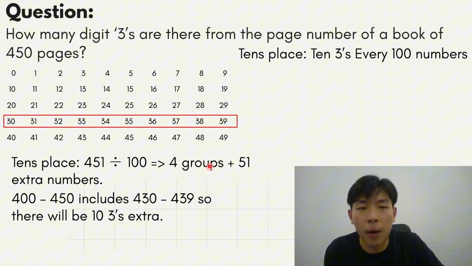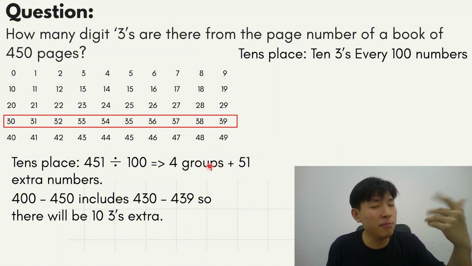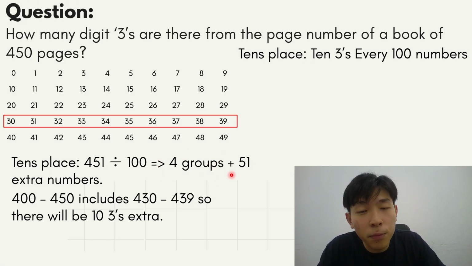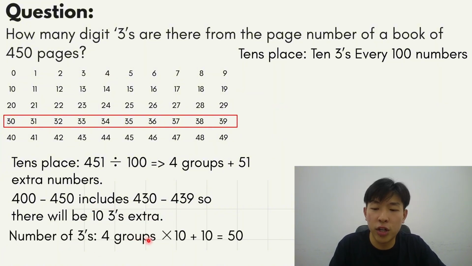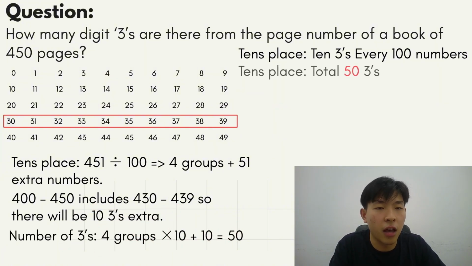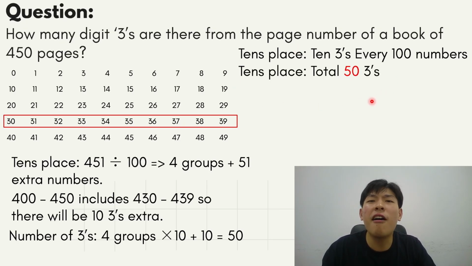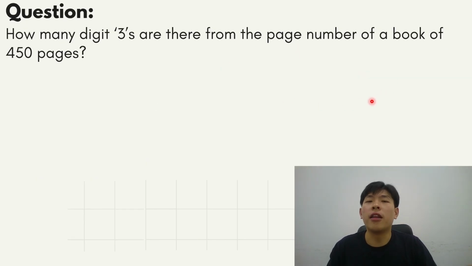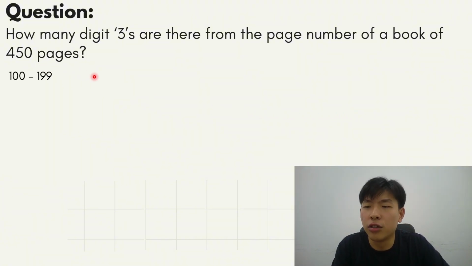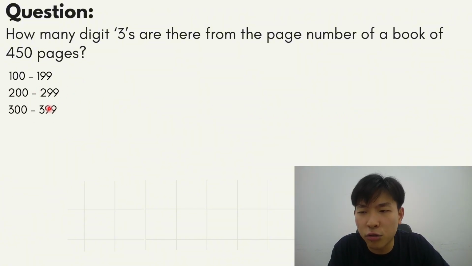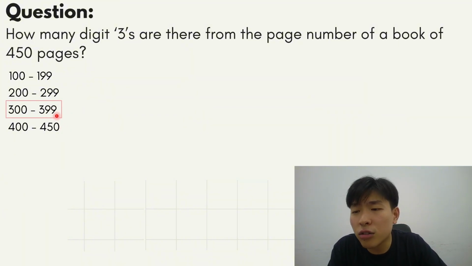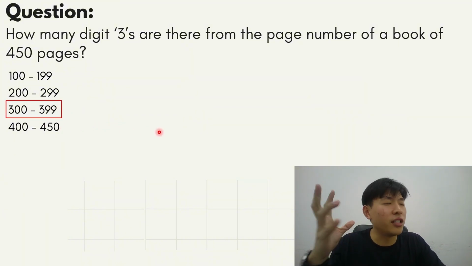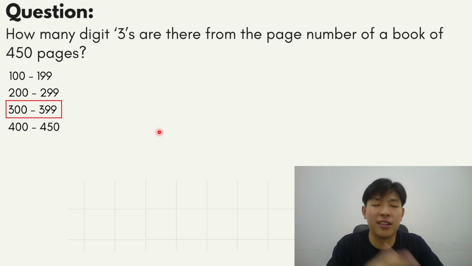Now in every group, how many threes? 10 threes. Perfect. So, 4 groups, how many threes? 4 times 10. And we need to plus 10. So, number of threes will be 4 groups times 10 plus 10 is 50. So, for the tens place, we have a total of 50 threes. Next. Now, we already know for the hundreds place, from 100, 200 to 299, 300 to 399, 400 to 450. The only threes we have, in the hundreds place, will be just 300 to 399. How many threes do we have here? Tell me once again. Yes, 100.